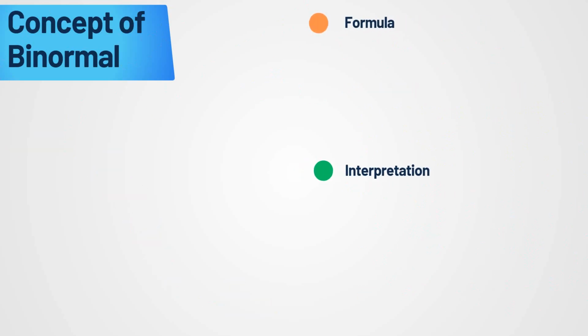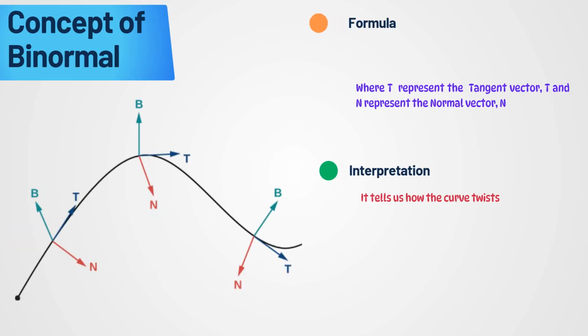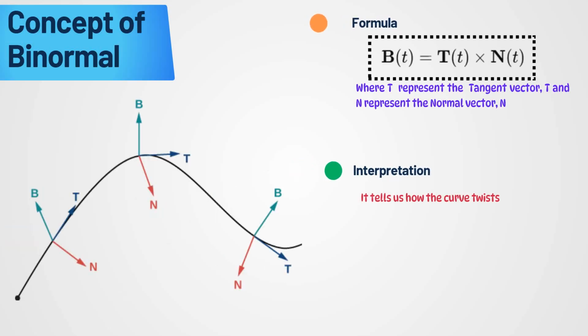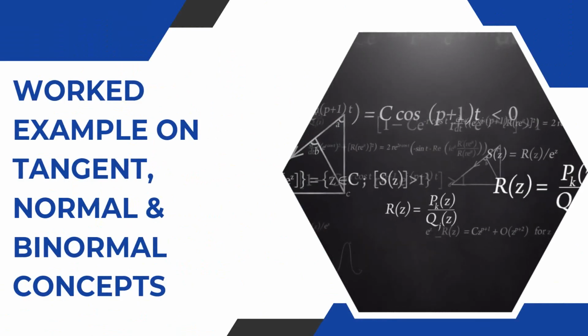The formula of binormal is simply B(t) = T(t) × N(t), where T represents the tangent vector and N represents the normal vector. Interpretation. It tells us how the curve twists. Now let us see a worked example on the vectors concept.